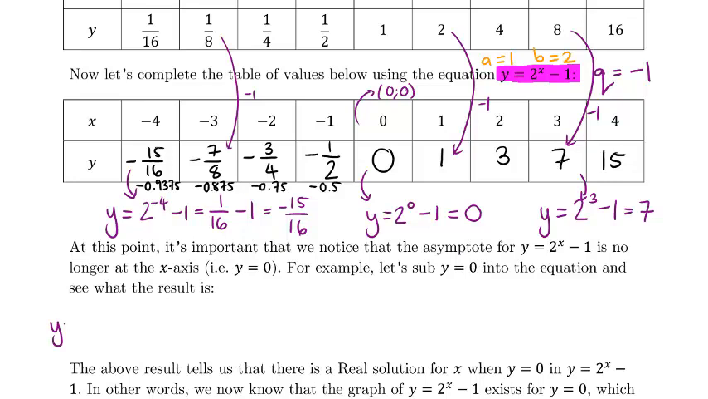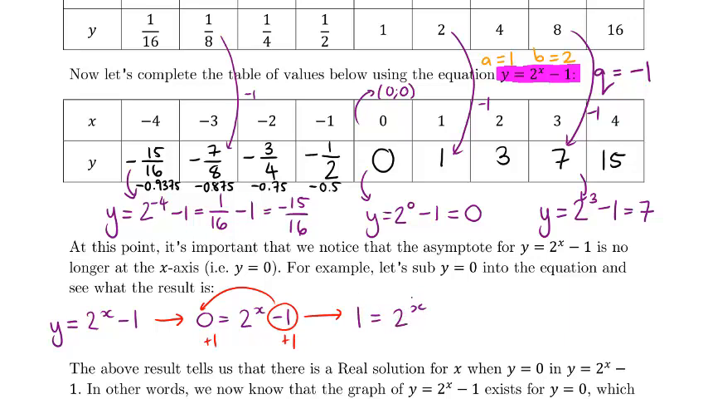What was the equation? The equation was y is equal to 2 to the x minus 1. So I am going to go ahead and sub y equals 0 here. We would get 0 is equal to 2 to the x minus 1. I hope you agree with me, guys, that we would probably want to take this minus 1 over to the other side where it would become a plus 1. In other words, we're basically just adding 1 to both sides of the equation here. What do we get? We get 1 is equal to 2 to the x.